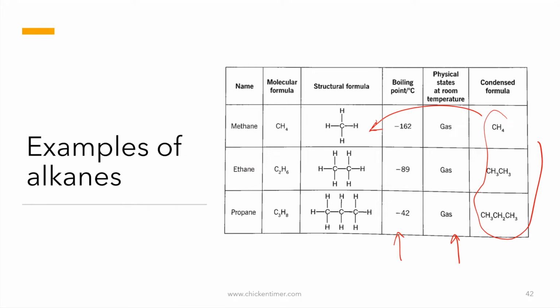So notice the boiling point, what happens? Does the boiling point increase when the number of carbons increases? When you increase the number of carbons, does it increase or decrease? It increases. So that means when carbon increases, the boiling point increases. Then the boiling points are super low, so they are all gases at room temperature. This is an observation from this table, but I will elaborate on this later.